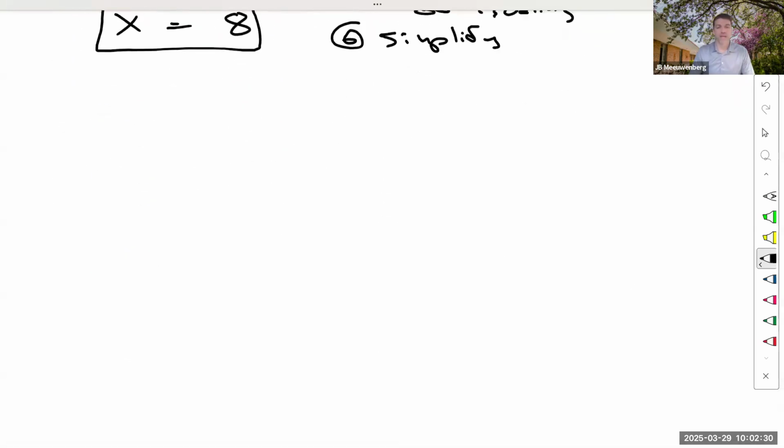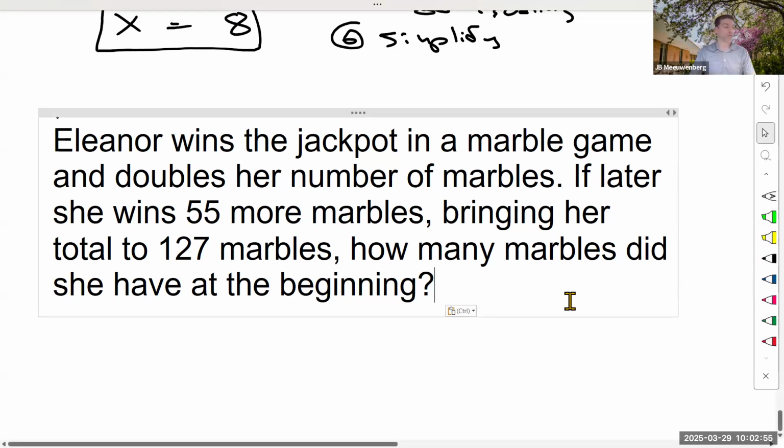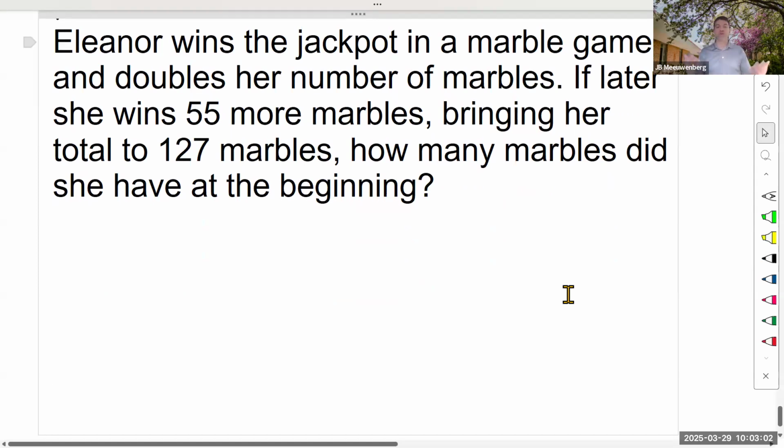So we're going to end this with one final problem. And it's not by giving you an exact equation. It's more, how might we problem solve? How might we start the process of problem solving with algebra? And so here's a question. It says, Eleanor wins the jackpot in a marble game and doubles her number of marbles. If later she wins 55 more marbles, bringing her total to 127, how many marbles did she have at the beginning?